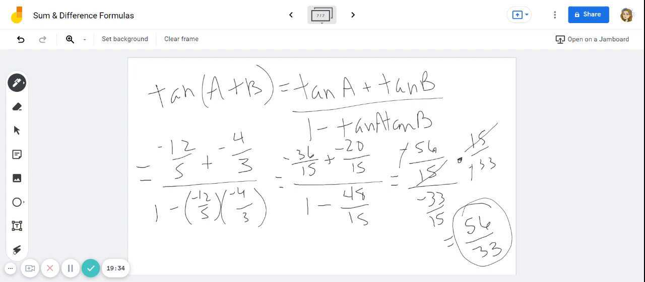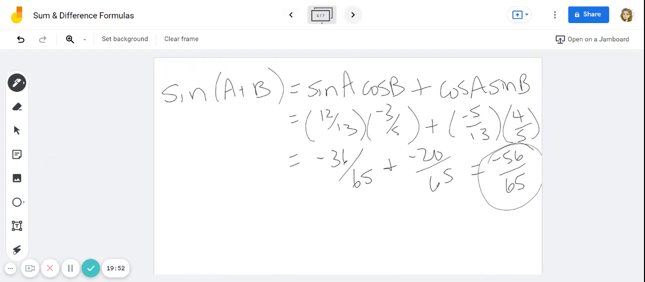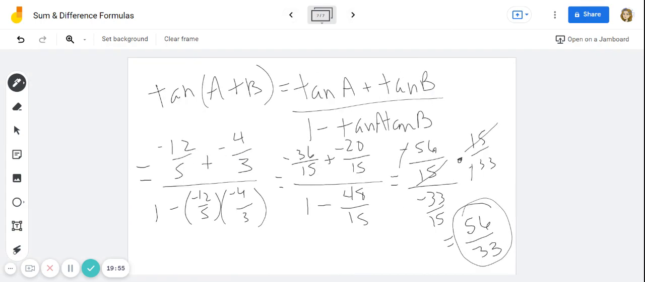Those types of problems are really common, and being able to draw that picture as we did originally with A and B in the correct quadrant is very important, because we're going to have to do that for our double angle formulas when we start those the next day. So just make sure we're good with that. You've got a lot of practice problems that you can look through, okay? And please feel free to reach out if you have questions.